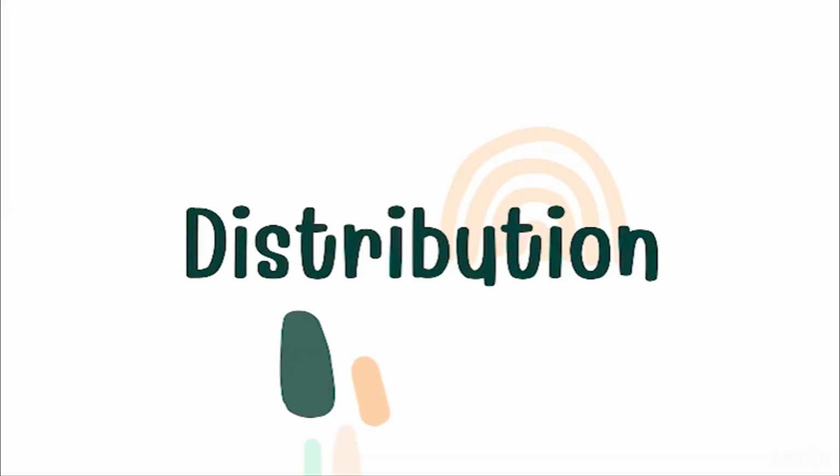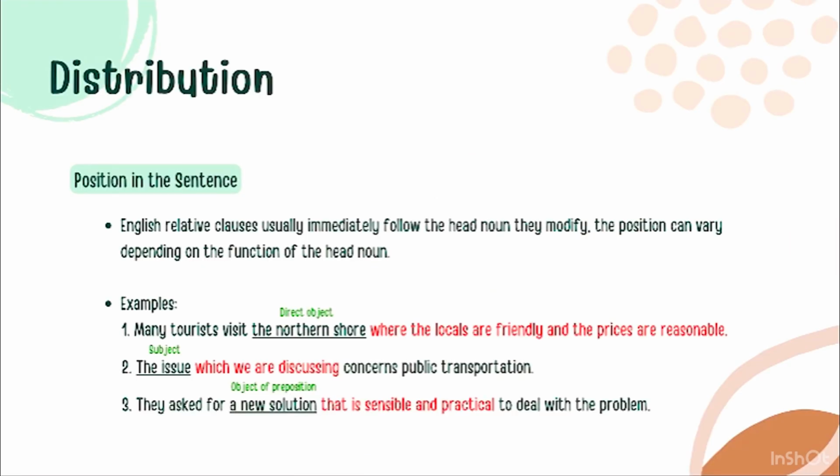Distribution of relative clauses. English relative clauses usually come after the noun that they modify, and their position changes depending on the function of the head noun in the sentence. From these three examples, we can see that the positions of relative clauses are different. It depends on the head noun that they modify.